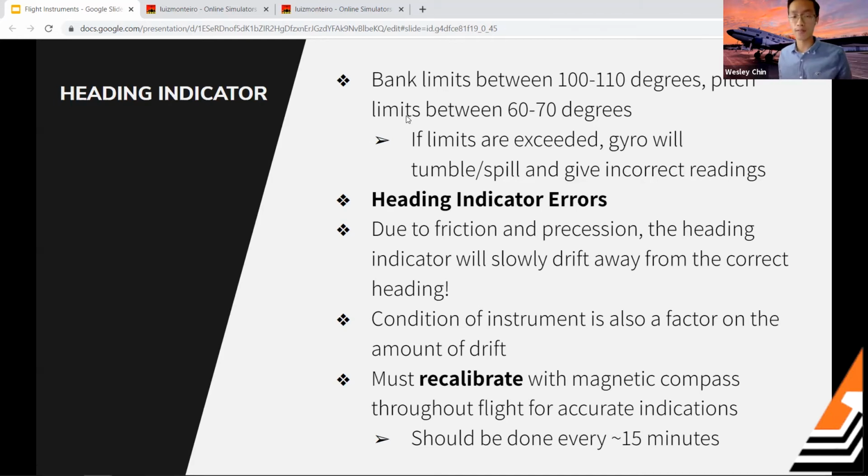So what we have to do is constantly recalibrate it with the magnetic compass throughout flight if you want accurate indications. Just be careful about doing this. You want to make sure you're straight and level, in unaccelerated flight, nice and smooth, so your magnetic compass is giving you accurate readings as well.